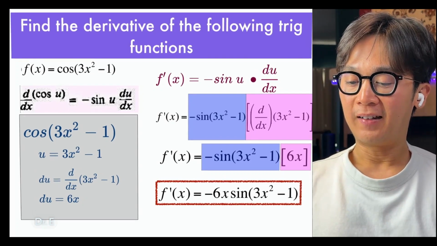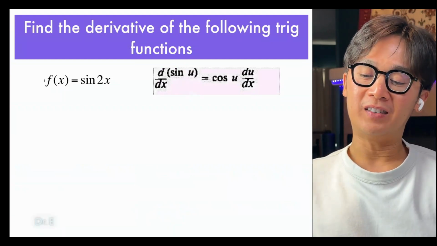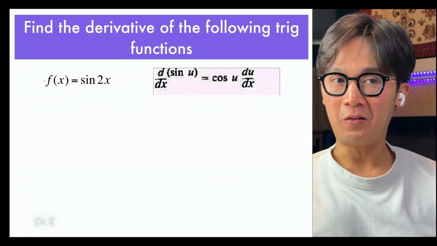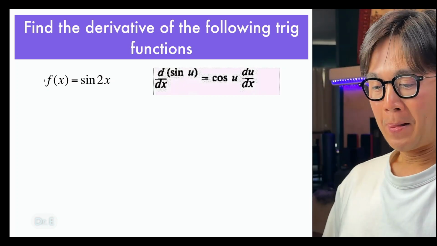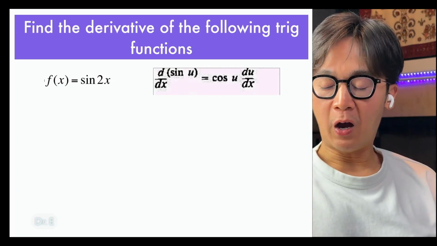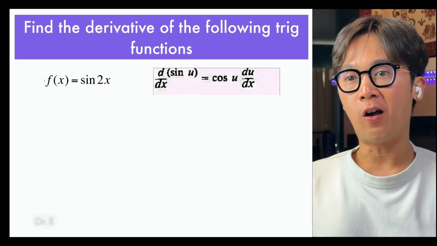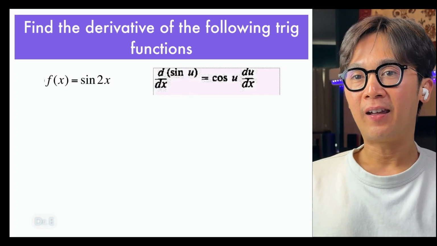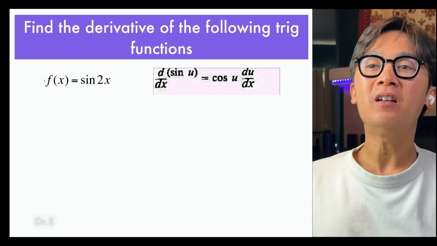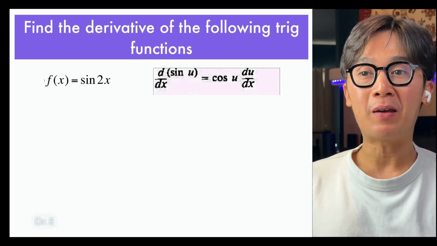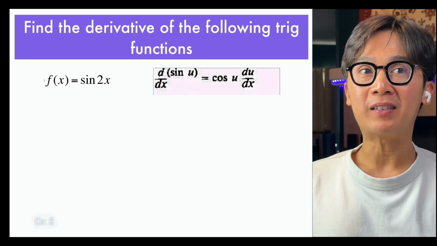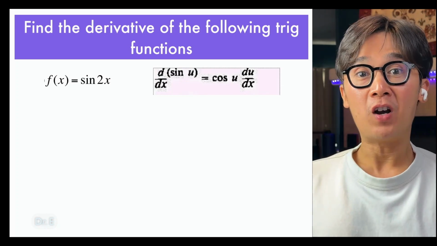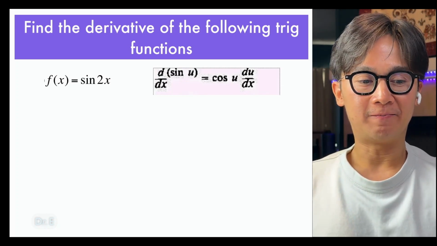So let's see if you can find the derivative of sine 2x on your own. The derivative formula is already here. All you need to do is figure out your u and your du dx, put them all together, and make sure that when you put them together, you're using your basic algebra skills to place all the functions in the right place.